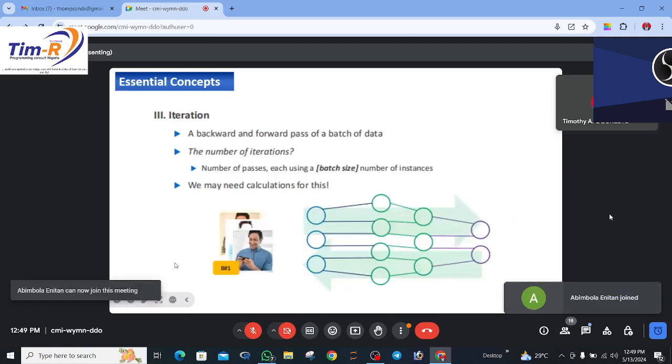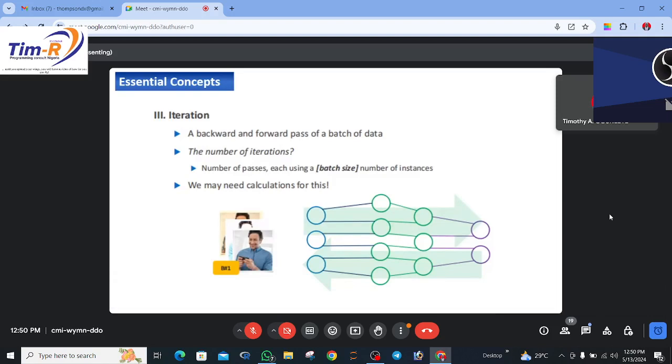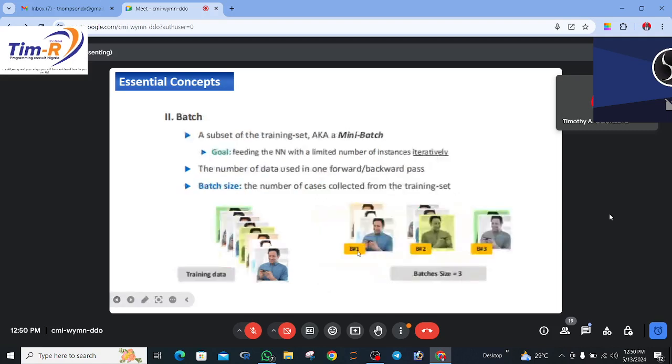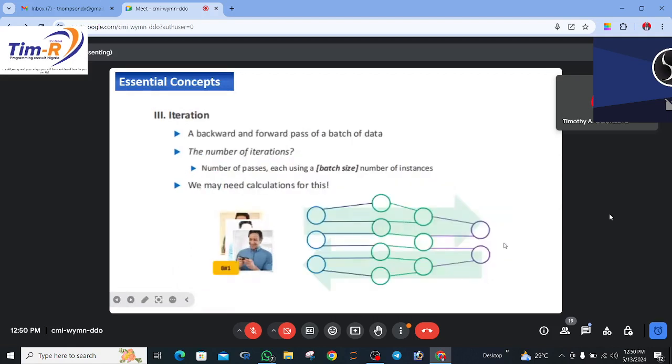Now another one is called iteration. What is an iteration? It is a backward and forward pass of a batch of data. Which means that when we talk about a batch, a batch goes into the neural network itself, not the whole training data set. This batch goes into the neural network and also comes back as well, which is a forward pass and a backward pass.